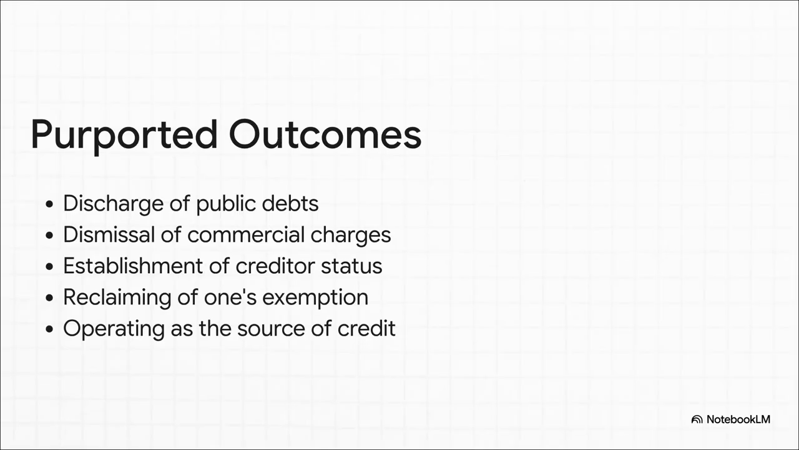Well, the purported outcomes are pretty significant. We're talking about the discharge of public debts like taxes or tickets, and the dismissal of commercial charges. It's all about fundamentally shifting your status from debtor to creditor. The ultimate objective, according to this system, is to reclaim your exemption and operate as the source of credit, not just a user of debt.